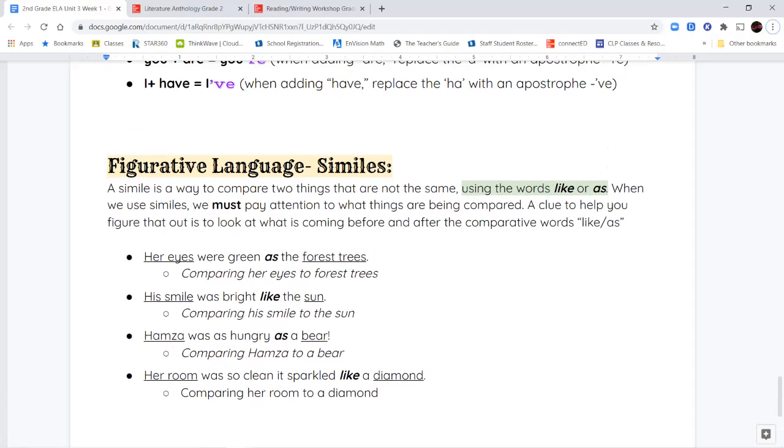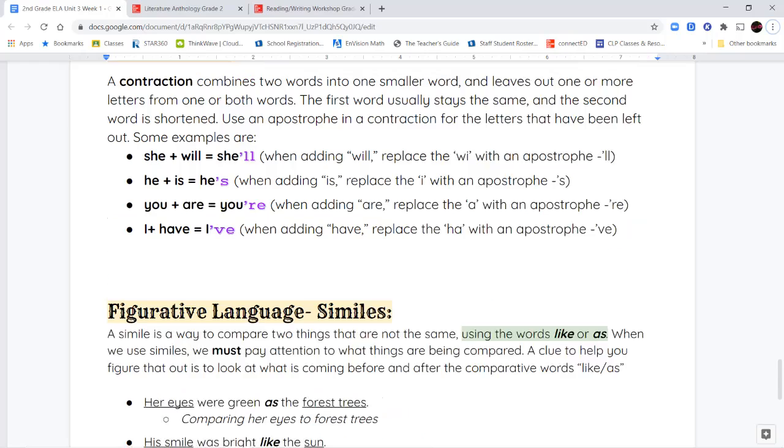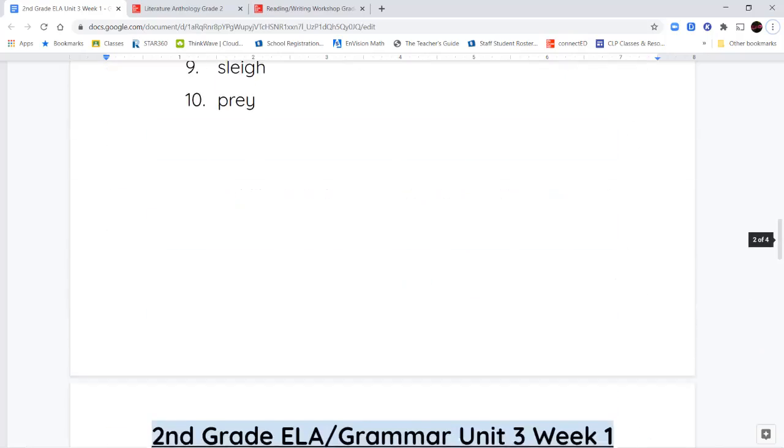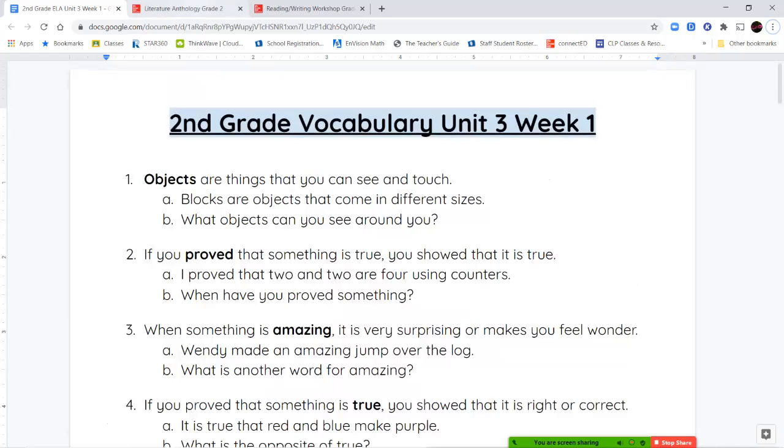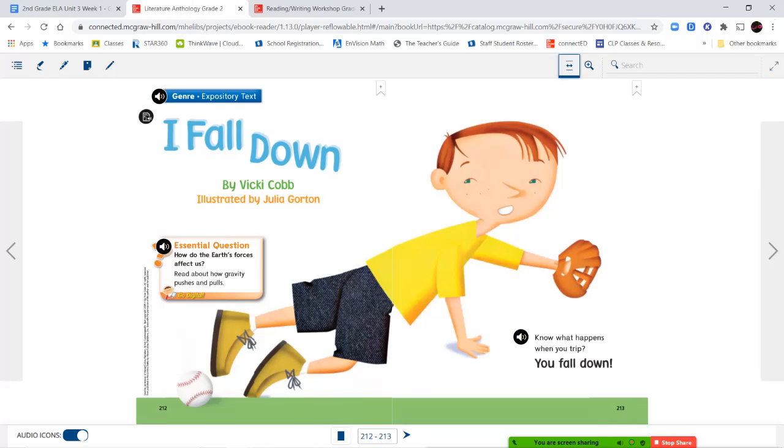So that's going to take you to the end of our language arts and grammar notes for this week. It's a pretty short week as far as those go, but I'm going to go ahead and jump into your literature anthology book, and we're going to read a story called I Fall Down. Now, this is an expository text. And remember, expository texts are ones that give you information, so they're teaching you something. So let's go ahead and take a listen.